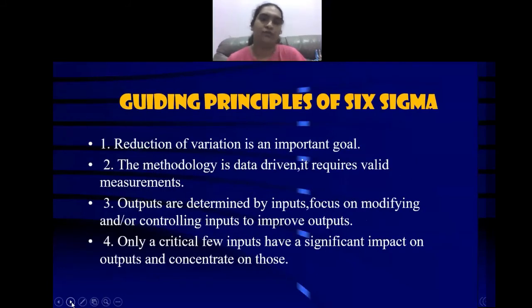So we move on to the guiding principles of Six Sigma. There are four actually. The first one is that reduction of variation is an important goal. The second one is that the methodology is data driven. It requires valid measurement. The third one is that outputs are determined by the inputs, so focus on modifying or controlling inputs to improve outputs. And the fourth one is that only a critical few inputs have a significant impact on outputs, so concentrate on those.